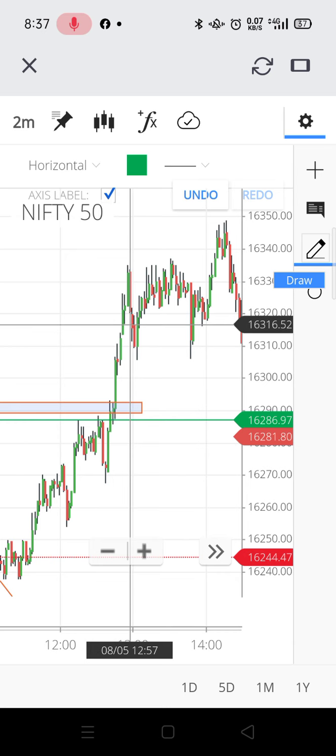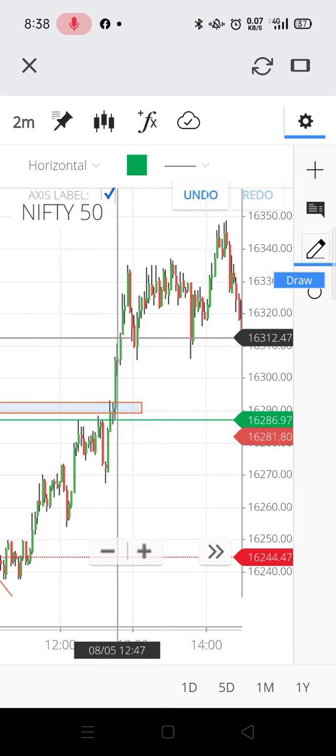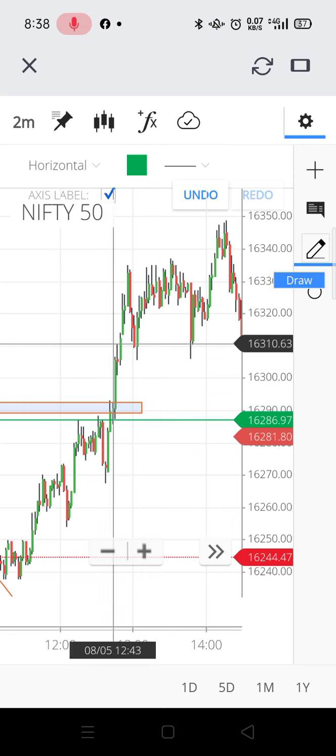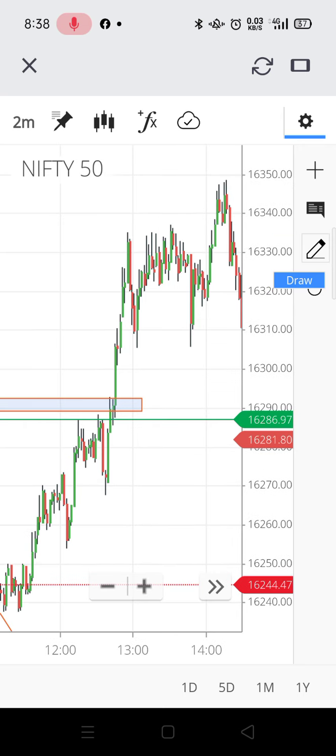So I exited all my position at 1:3, that is 60 points away from my entry point. My entry point was 16,246. 60 points above will be 16,306, so somewhere here. Okay, I exited all my positions. So that was it for today.